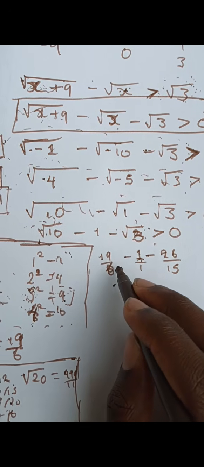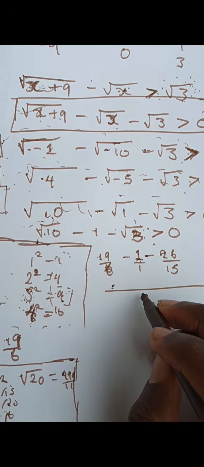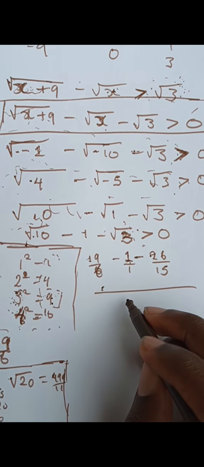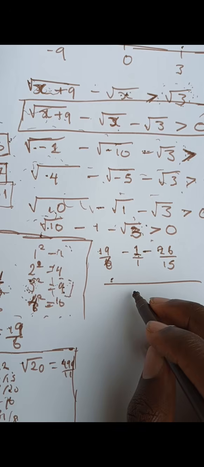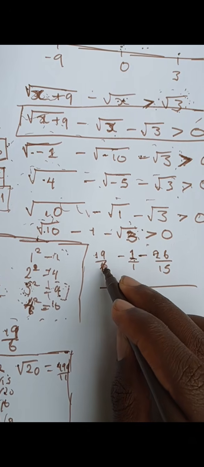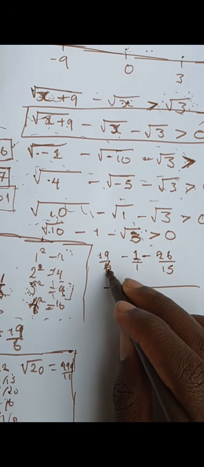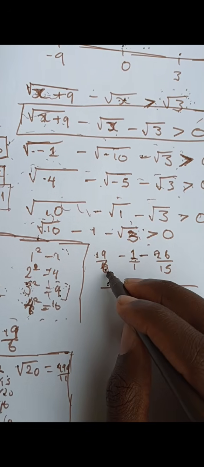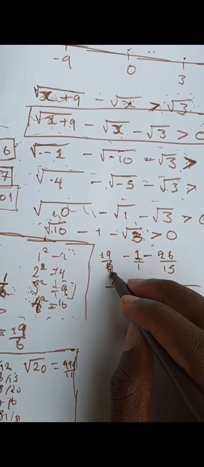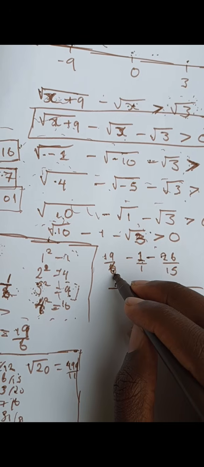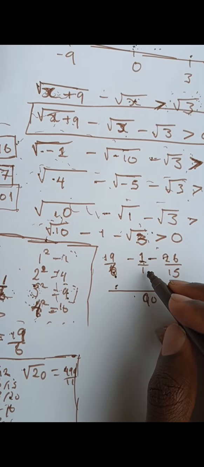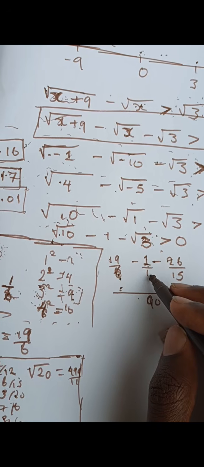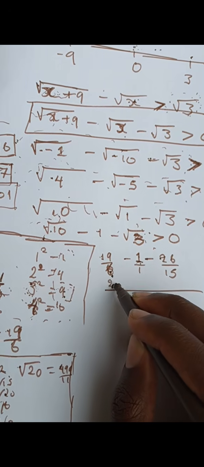So right now your job is to make this a single fraction. So find the common denominator. We're going to say 6 times 15, that's going to give us 90. 6 into 90 times 19 is going to give us 285.